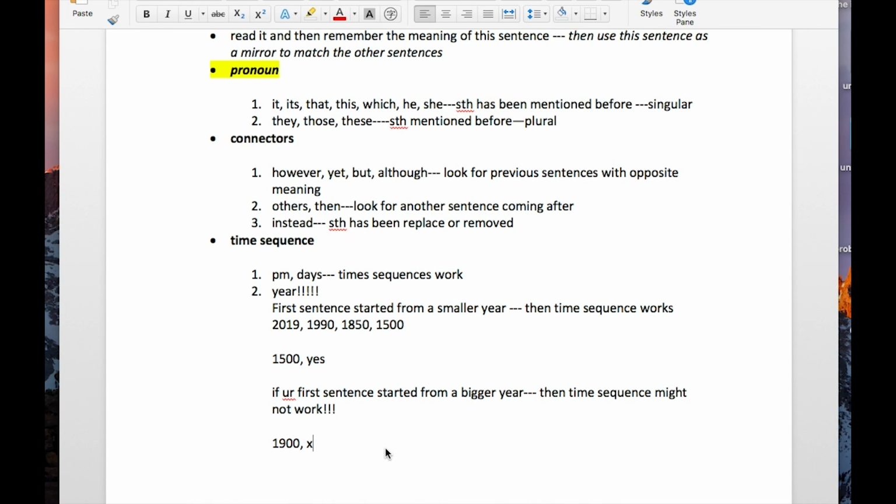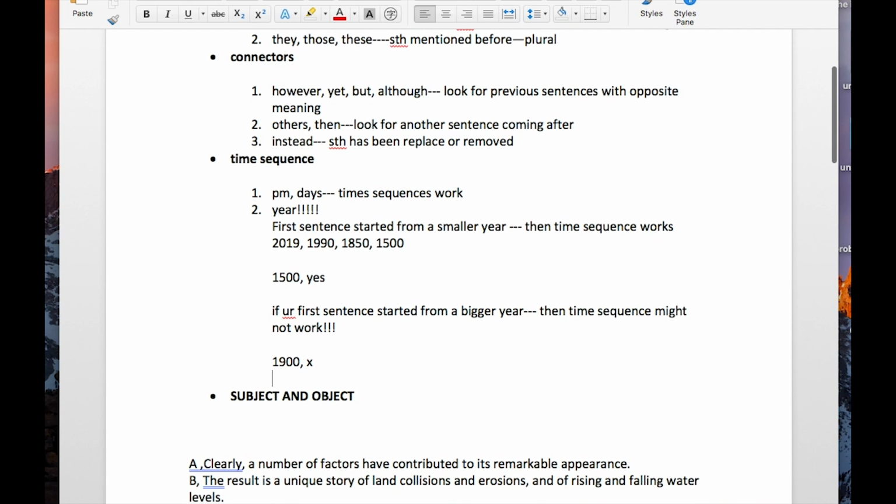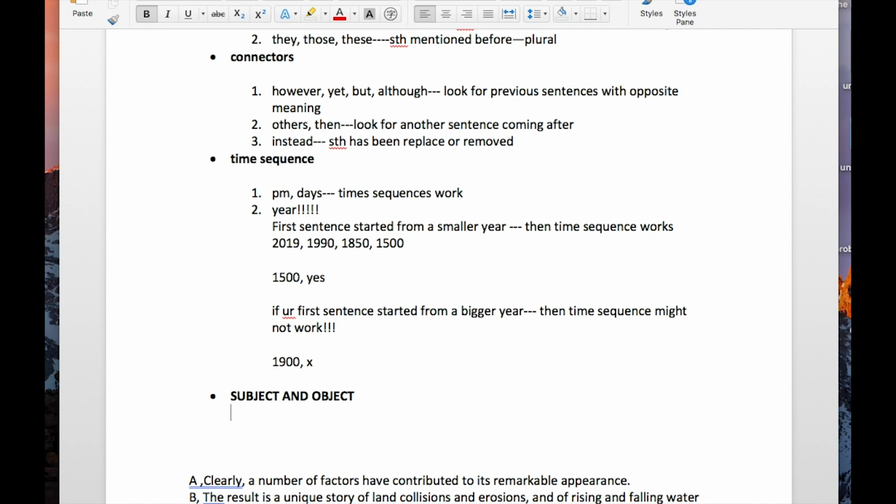Okay, apart from time sequence, there is something that we do not use really often, which I normally introduce to our students in the class, called the subject and object method. The next one we normally introduce in the class is subject and object. Subject and object can help you a lot in a case where you don't understand the content of the passage.